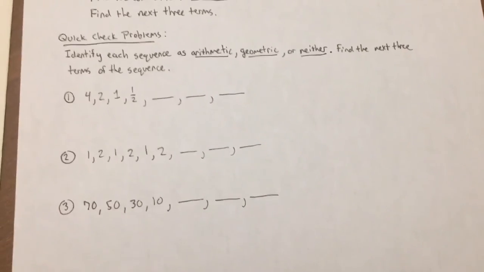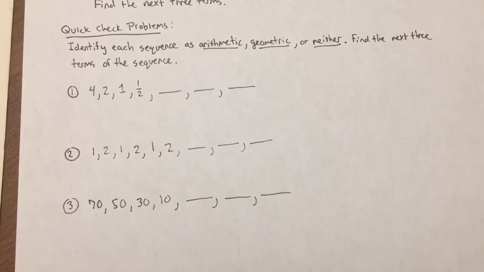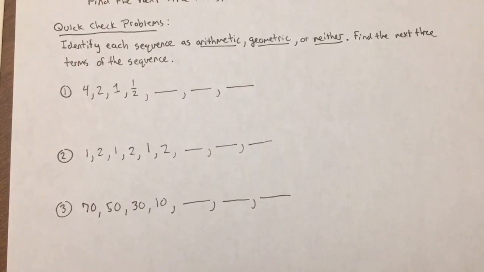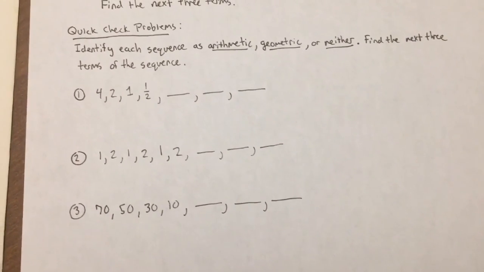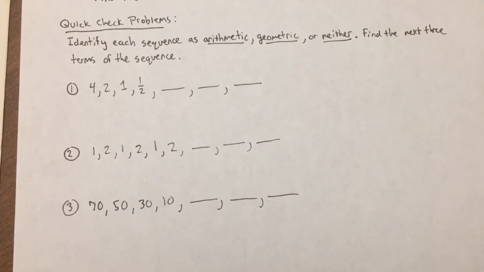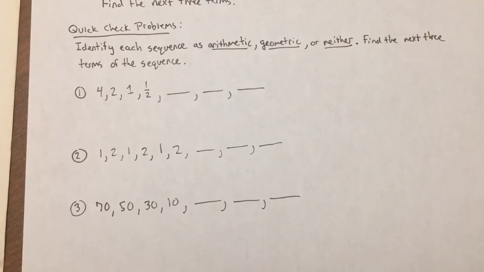Let's try some quick check problems out. What we're going to do for these next 3 problems, we're going to identify each sequence as arithmetic, geometric, or neither. Then find the next 3 terms of the sequence. You can pause the video right here and try these problems out on your own. And when you get done, play the video and compare your answers.